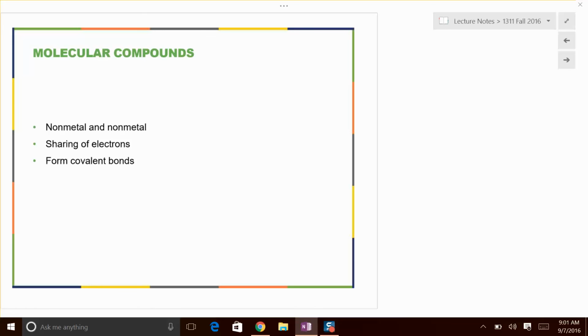Covalent bonds are shared electron bonds. Covalent bonds are between two nonmetals. Yes, that's right. You have two nonmetals, and they will form covalent bonds because the nonmetals don't want to give away their electrons. They don't want to give them up.